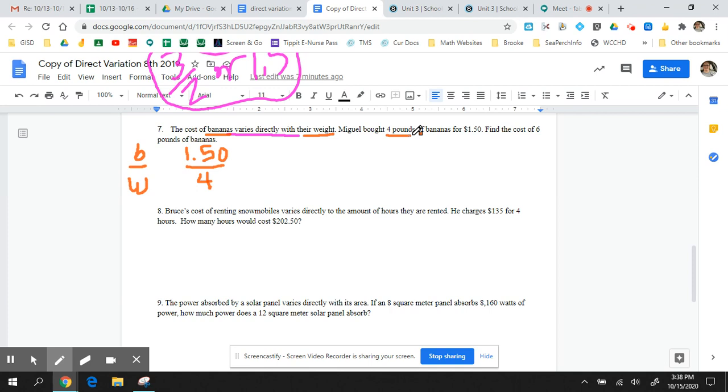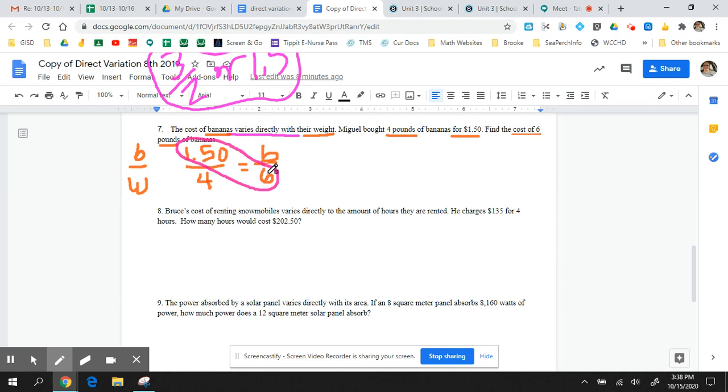All I'm doing is reading this. Miguel bought 4 pounds for $1.50. It says find the cost of 6 pounds. I know that my weight is 6 and my cost is what I'm looking for, my bananas. Let me put a B there. Alrighty. So I'm going to multiply 1.50 times 6 in your calculator. Go ahead and multiply that now. And you should get 9.